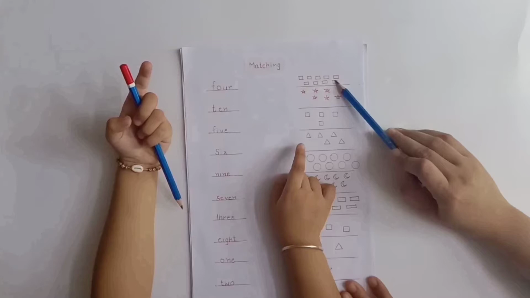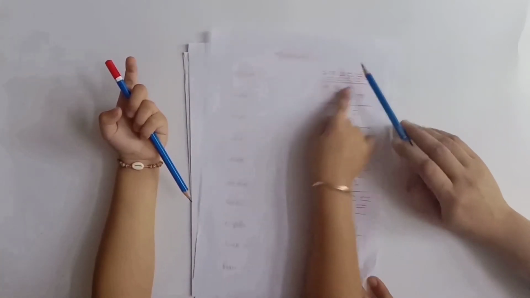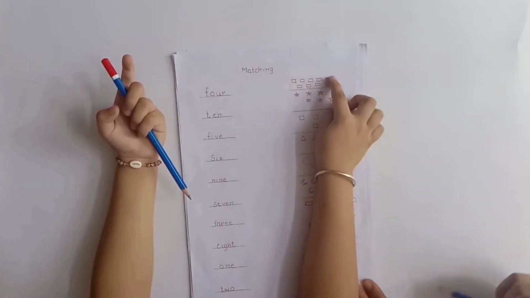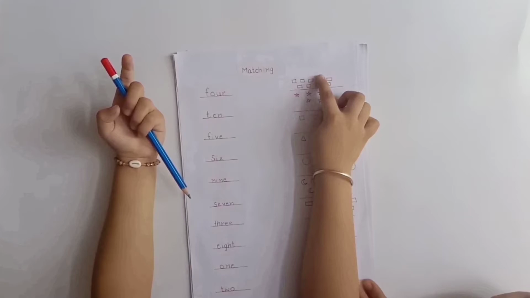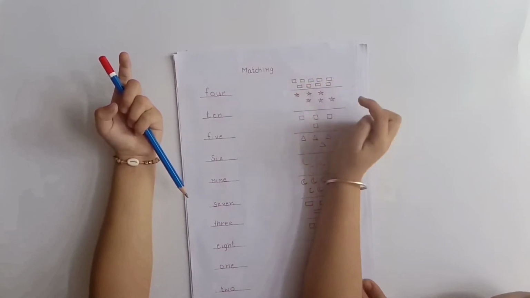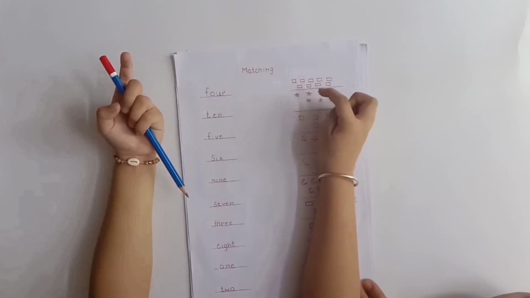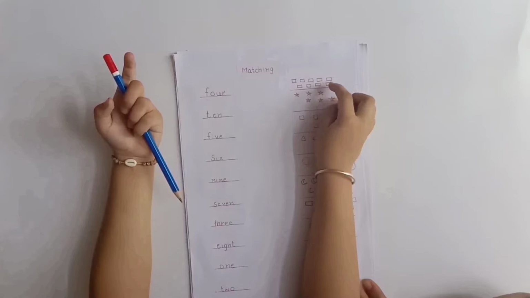First you can ask the child to count this side, right? So Amish, can you count this one? Yes. How many squares are there? Can you count? Speak up. 1, 2, 3, 4, 5, yes. 6, 7, 8, 9. Yes.